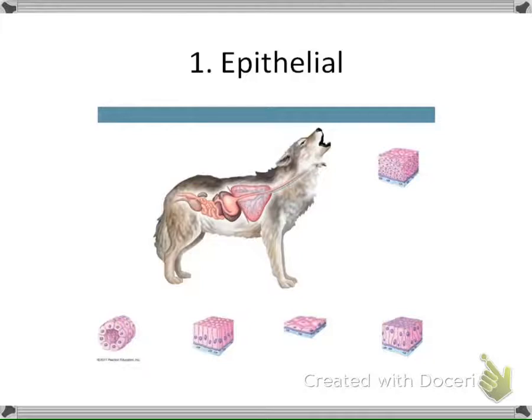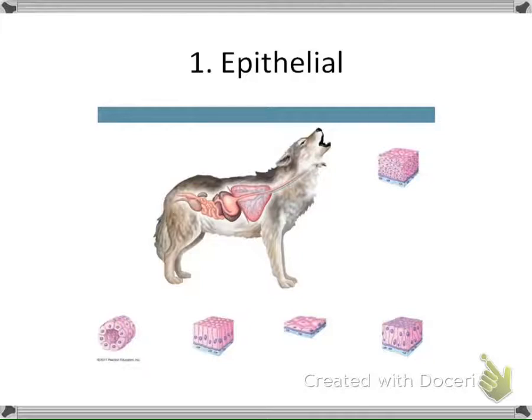Okay, so the first type of tissue we're going to talk about is epithelial tissue. These are going to occur as sheets of cells that line the inside of the organs and cover your outside. They're closely packed with tight junctions, and they act as barriers against mechanical energy, pathogens, and fluid loss. So, you see all these lovely pictures around this wolf.